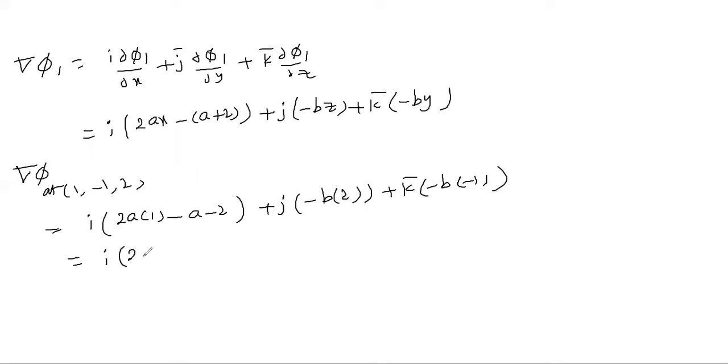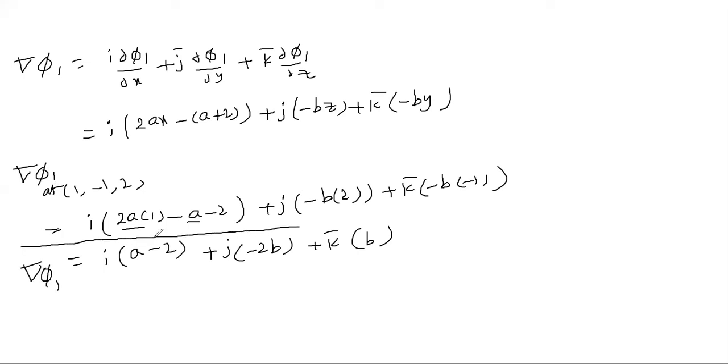So therefore, i into 2a minus a minus 2. 2a minus a, how much? a. So i into (a minus 2), plus j into minus 2b, k into plus b. Okay, so this is del pi 1. Same way, we have to find del pi 2.